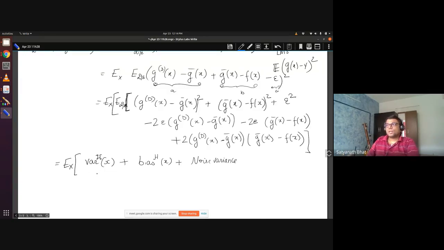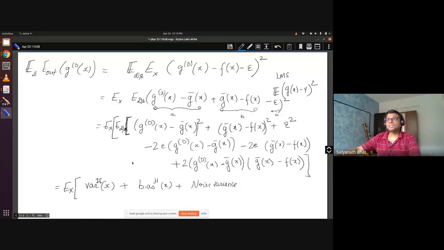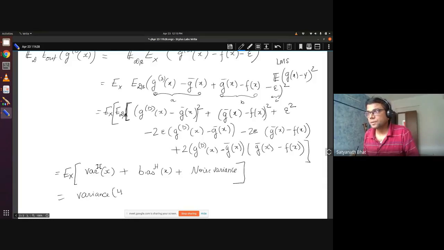Okay, so then let us just see what we are saying. The expected value of E out has 3 components: variance, bias, and the noise variance, that is the epsilon variance. And then we have to see what happens to the cross terms. When you look at the cross terms, I'm just saying that all the 3 cross terms are 0. First let's do that. And then when I take expectation, what I will get is variance of H plus bias of H plus noise. So this is the final bias variance trade-off thing that I would like to say.